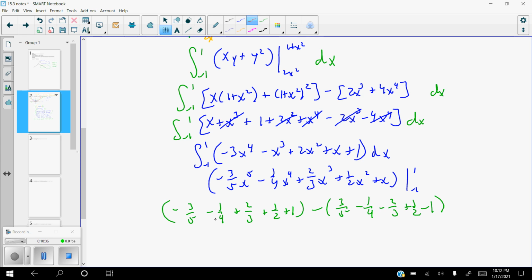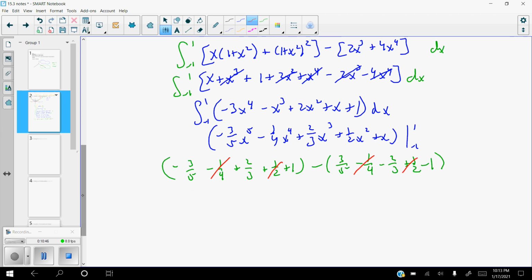-1/4 minus -1/4, those are going to go away. 1/2 minus 1/2, those are going to go away. Nothing else is going to go away. So let's go ahead and combine what like terms we can.